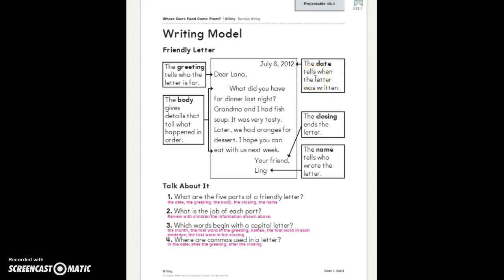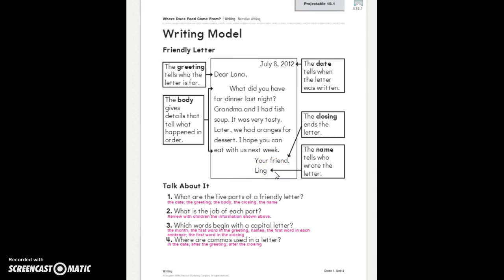The date tells when the letter was written. The greeting tells who the letter is for. The body gives details about what happened in the order that it happened. The closing is what ends the letter, and this name down here tells who wrote the letter.